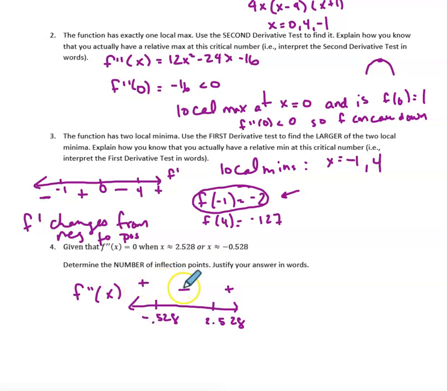So the second derivative changes signs twice. So I have 2 points of inflection on f, 2 POIs on f, because f double prime changes sign twice.